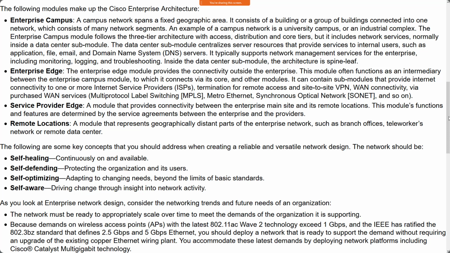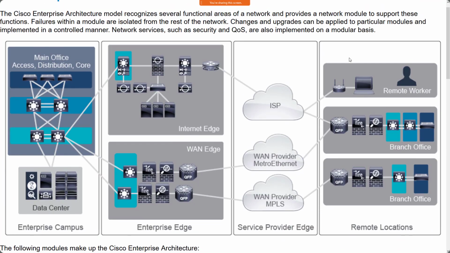We might have on the enterprise edge some sort of traditional internet service provider connectivity purely for internet-based access, or some sort of customer-managed VPN access, or we could have maybe a multiprotocol label switching connection, Metro Ethernet, SONET, etc. on the enterprise edge. Now remember, the enterprise edge can be broken up into a couple of different components, right? This is the enterprise edge module, but we have WAN edge, we have internet edge.